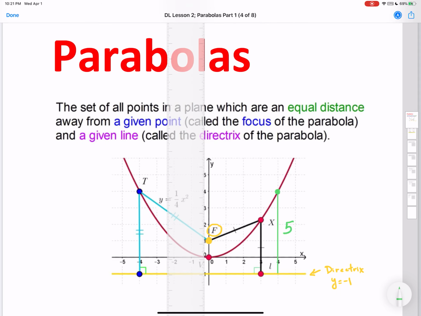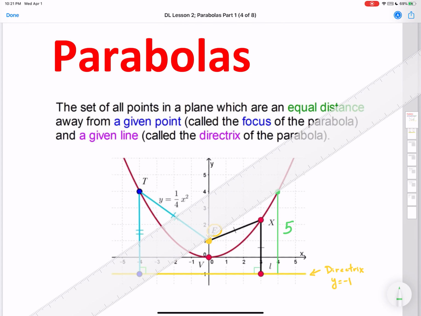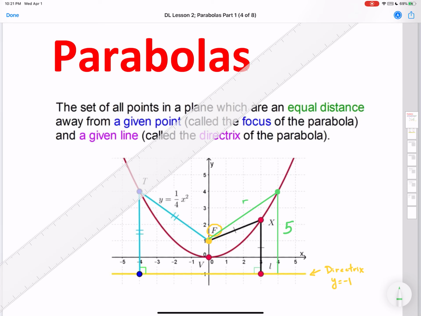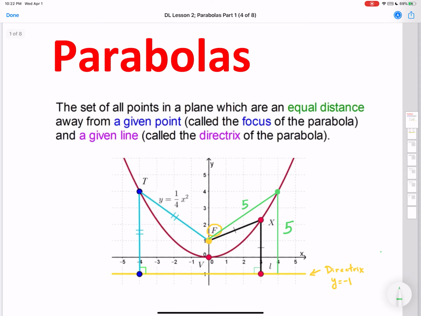And according to this definition of a parabola, that means the distance from that same point to the focus, or to the focal point, is also going to be 5. So the distance from here to here is also 5. That's the definition of a parabola. So any point on the parabola is going to have the same distance from the focal point to that point on the parabola as it is going straight down to the directrix.